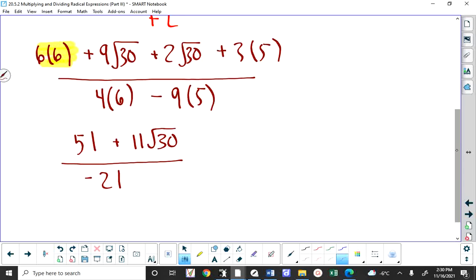Can I factor the 3 out of 30? No. I can factor root 3 out of root 30. But I can't take this 11. Let's just talk about the root 30. I can't write this as 3 root 10. Right? It's not 3 root 10. It's root 3 root 10.